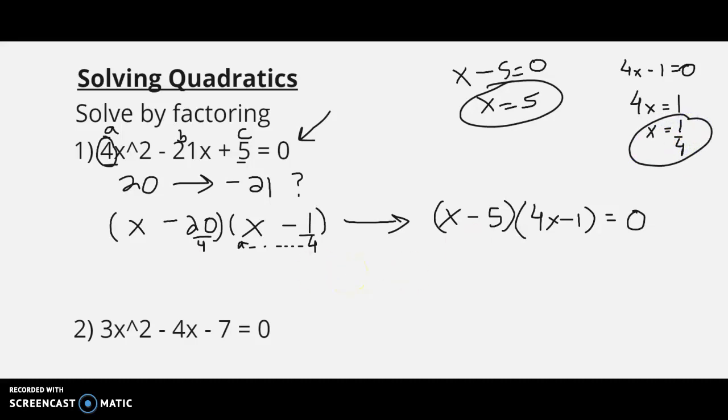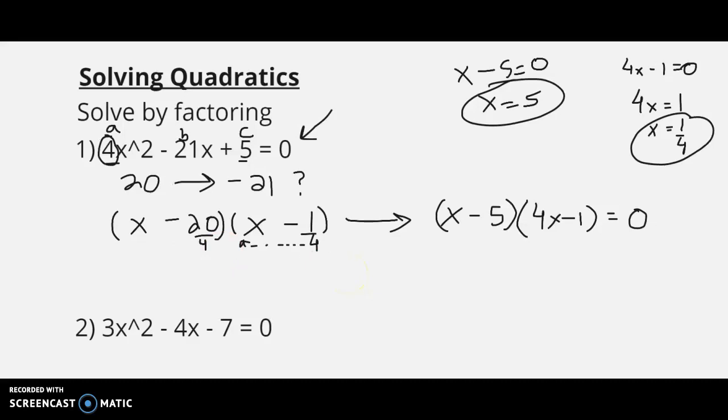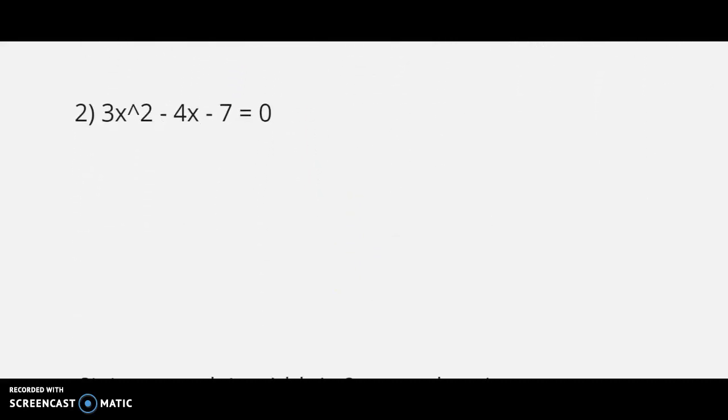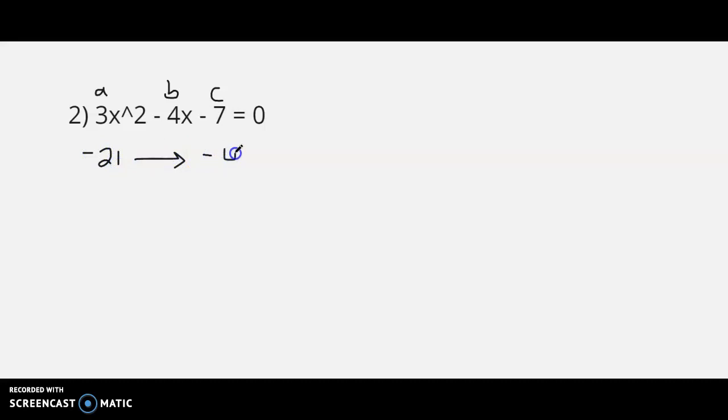Alright. Got another example here, number 2. Same situation. You have a, b, and c, standard form of a quadratic. A times c, 3 times negative 7, negative 21. What factors of negative 21 add up to negative 4? Those two numbers are negative 7 and positive 3. x minus 7 and x plus 3.